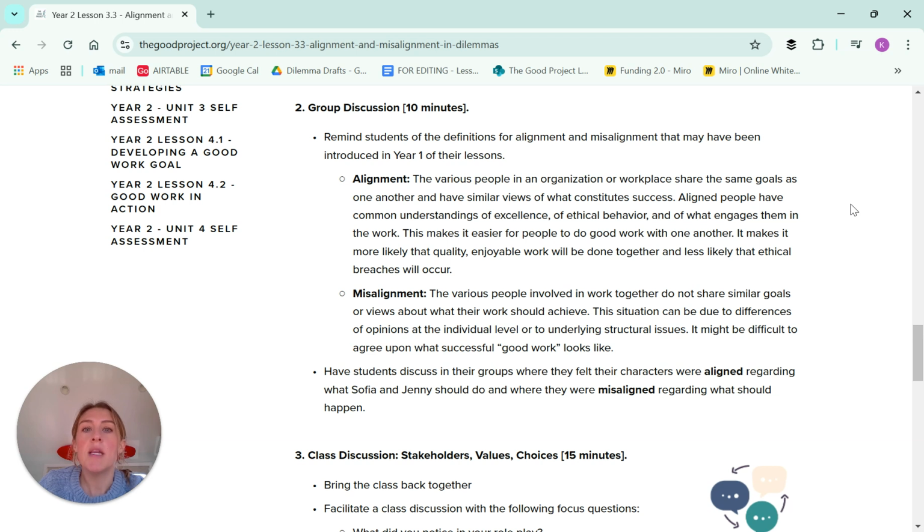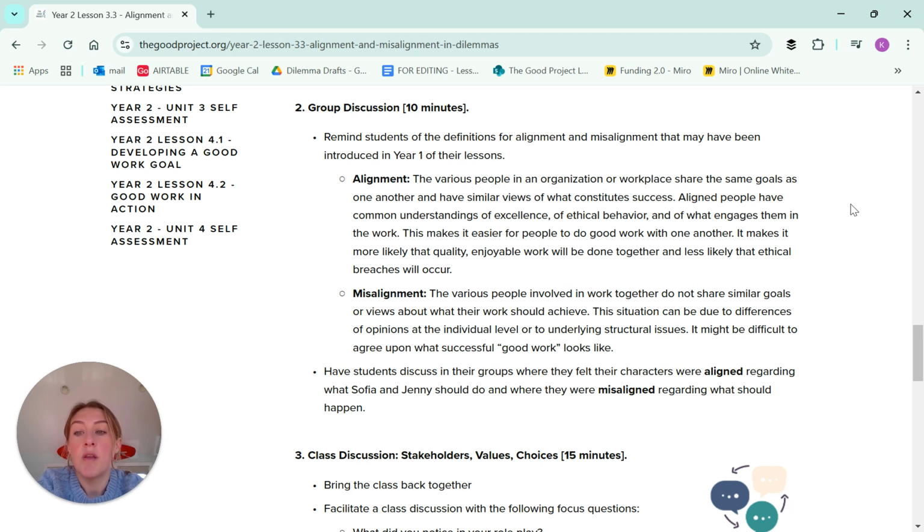So alignment means that the various people in an organization or workplace, even you could say in a field such as journalism or medicine, share the same goals as one another and have similar views of what constitutes success. So aligned people have common understandings of excellence, ethical behavior, and what engages them in their work. It doesn't guarantee that they're going to be able to do good work, but it makes it a lot easier to do good work with one another because they're all working towards what they share as the same goal. It just makes it more likely that there'll be quality work and that they'll enjoy what they're doing.